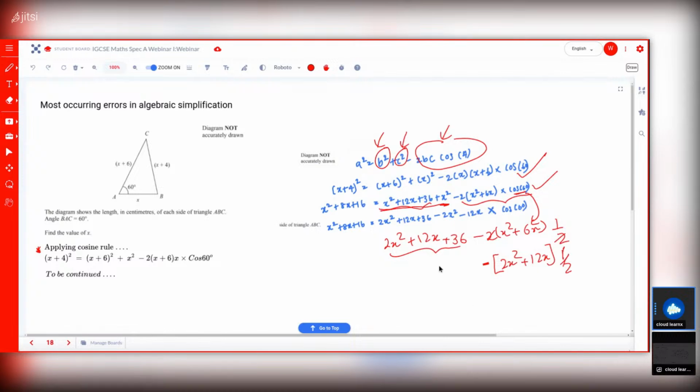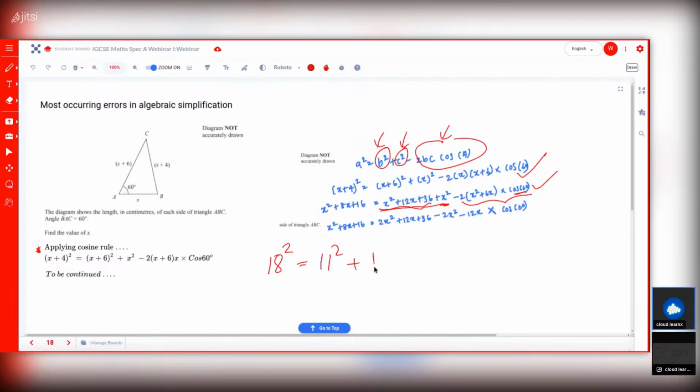But yeah, I'm not going to go into detail there, but essentially what happened here, I'll take a simpler problem to show you what the problem is here. So when you have something like 18 squared equals 11 squared plus 13, no, let me actually simplify that. So you have something like this.